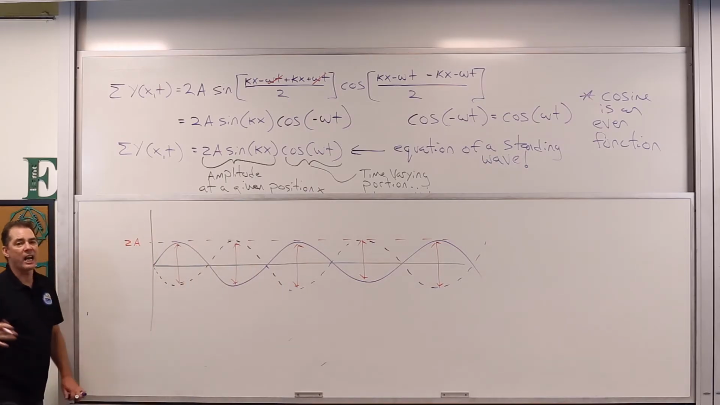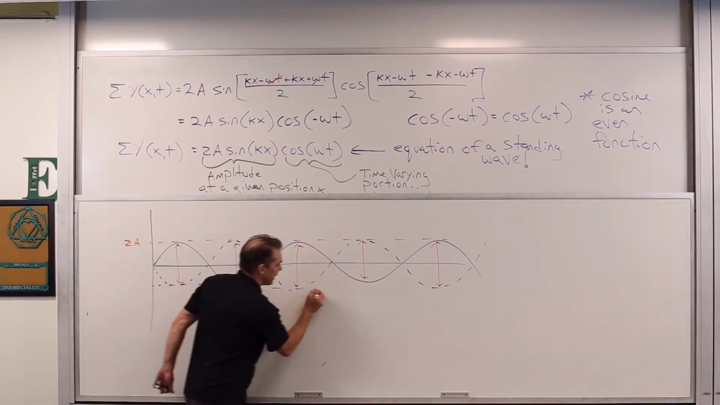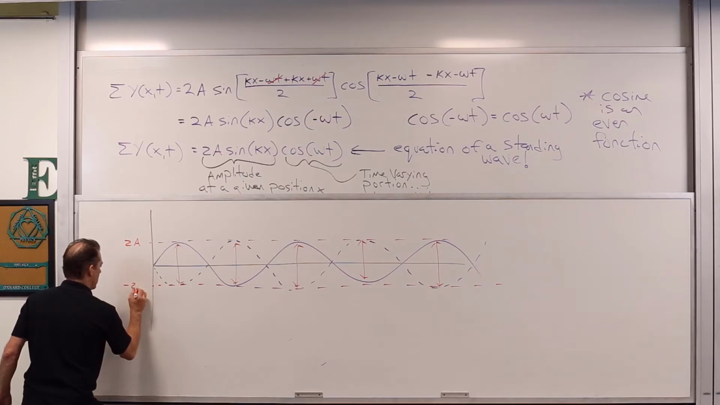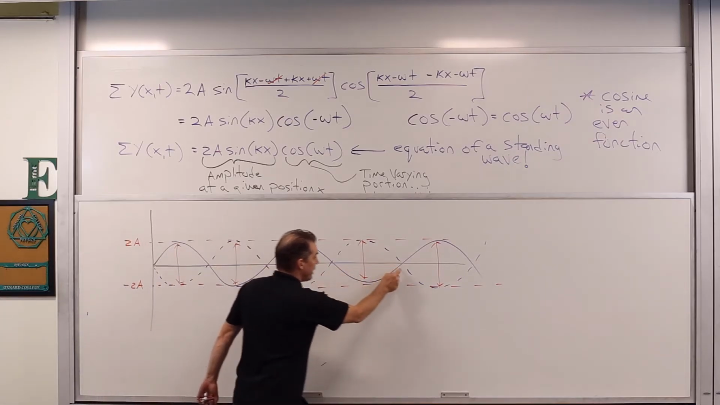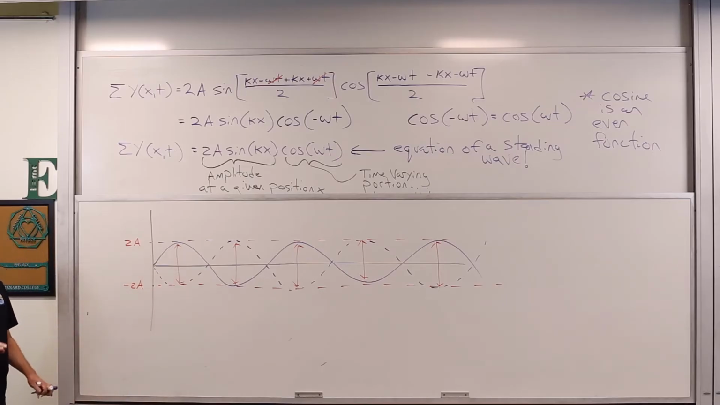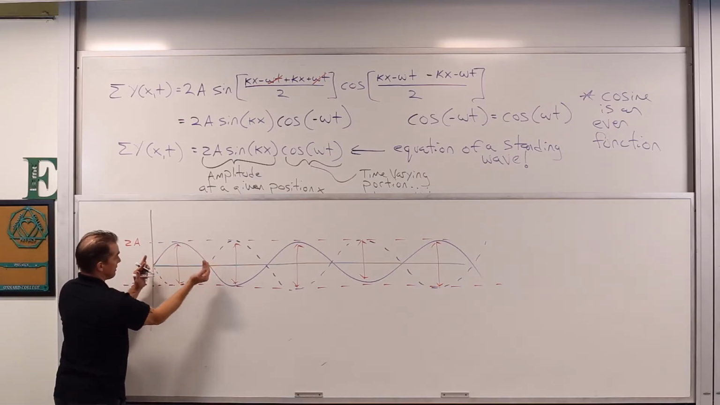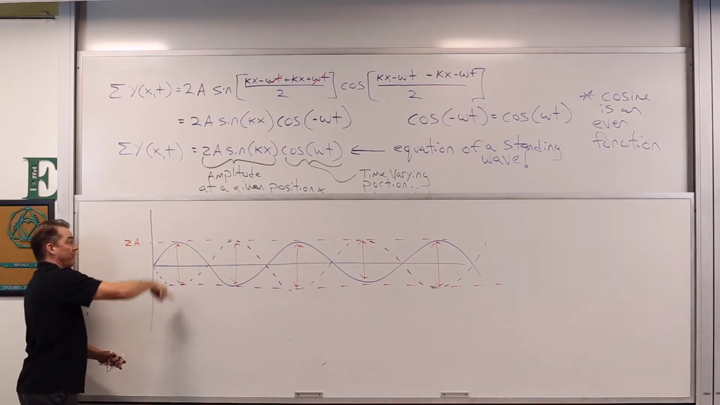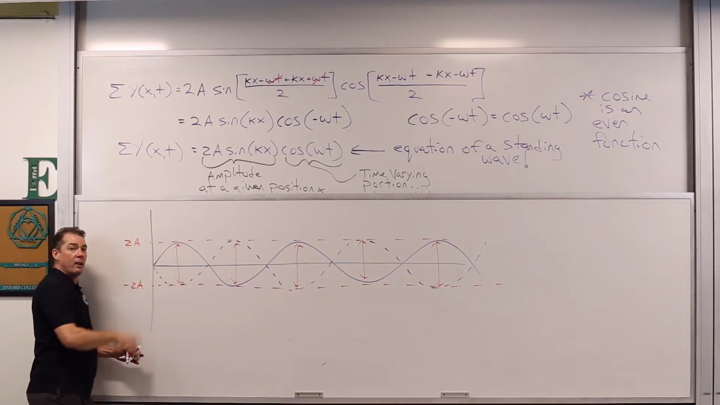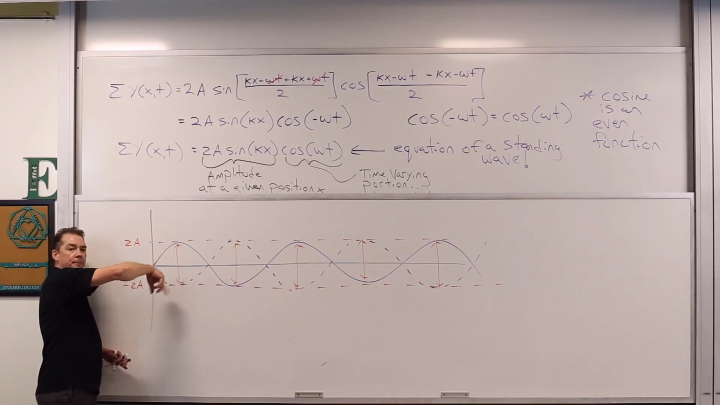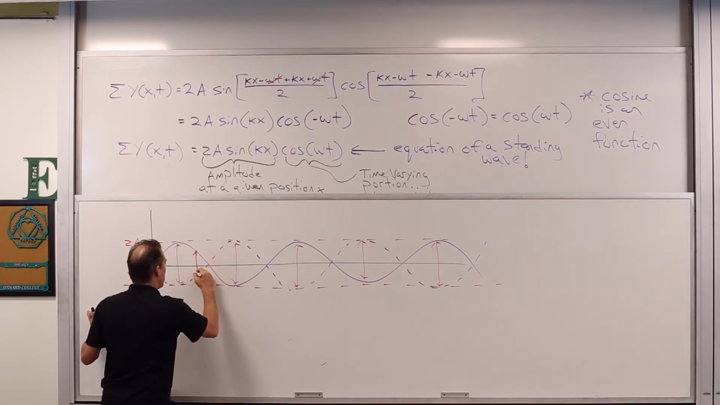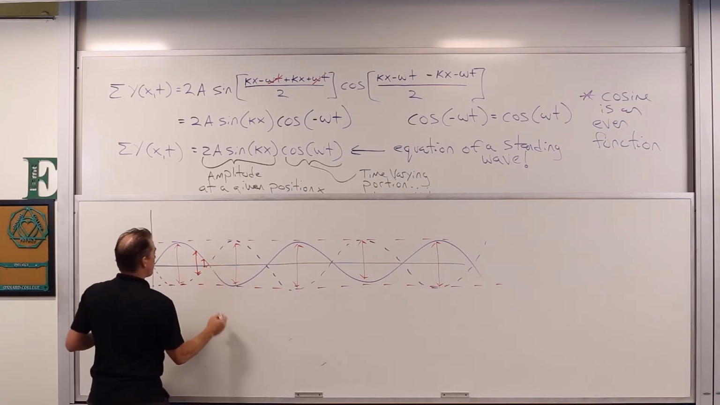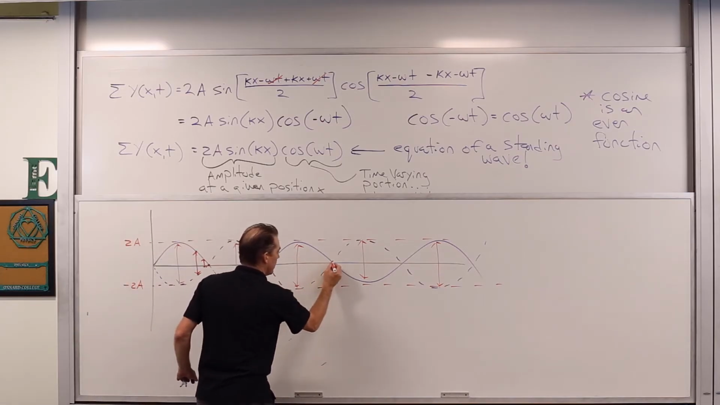Well, really, what we get are these loops, or these individual portions here, that oscillate up and down. This here would be 2a, 2 times the amplitude of one of the singular waves, and this would be negative 2a. Some positions, like here, here, here, have no variation in their displacement. The displacement's always equal to zero.